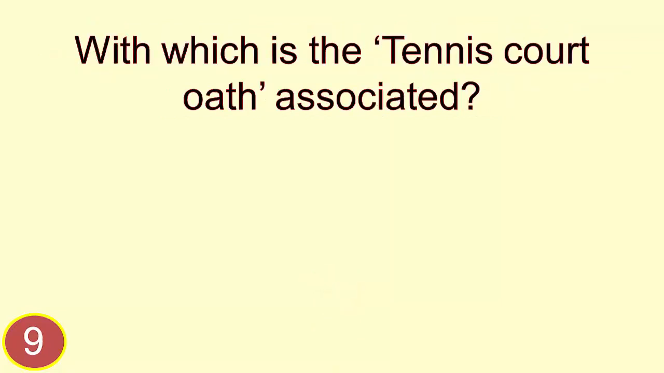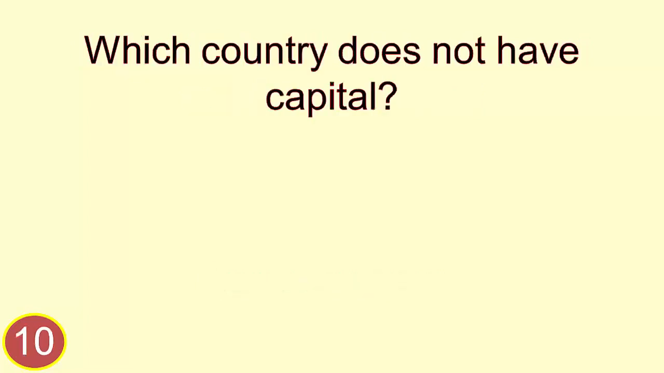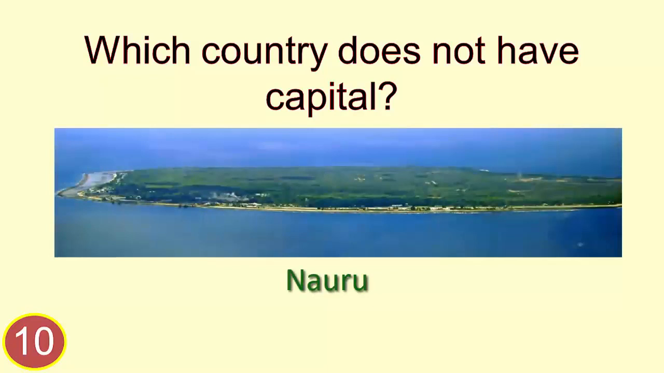With which is the Tennis Court Oath associated? Answer is French Revolution. Which country does not have a capital? Answer is Nauru. Some sources call Yaren the capital of Nauru, but that's not true. In fact, the island has no official capital city, and it does not really have any cities at all. The Yaren district is just an area on the island's southern shore where most of its important buildings are located.